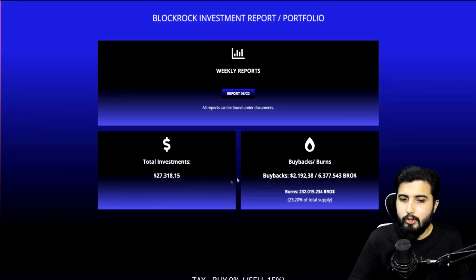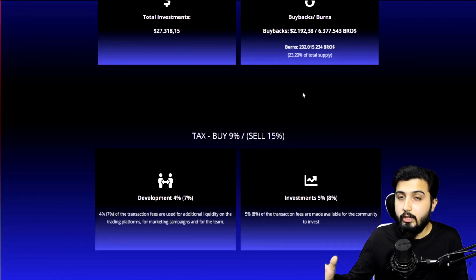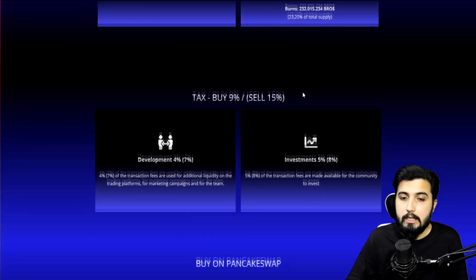There's a total investment of $27,000. We have buybacks and burns. This is the amount that we have right here. And in total, that's like 23% of the total supply, which is pretty decent.